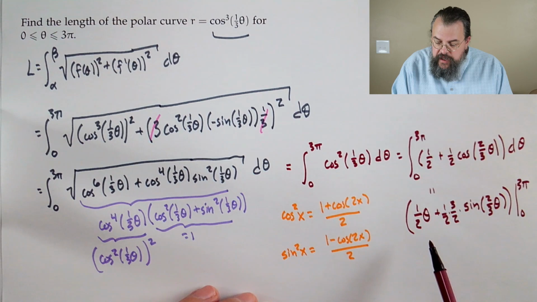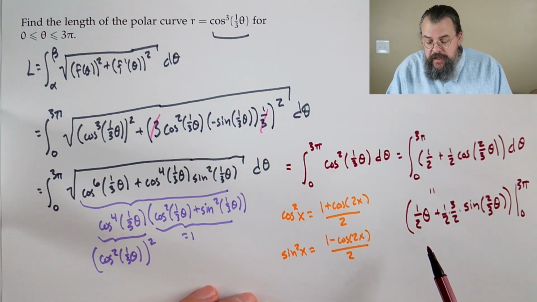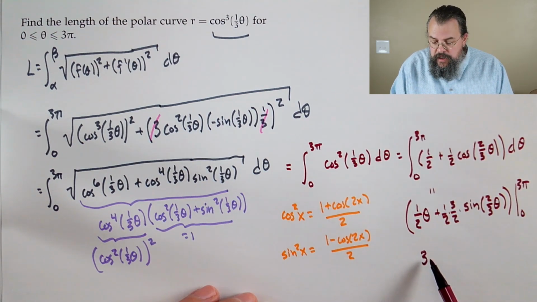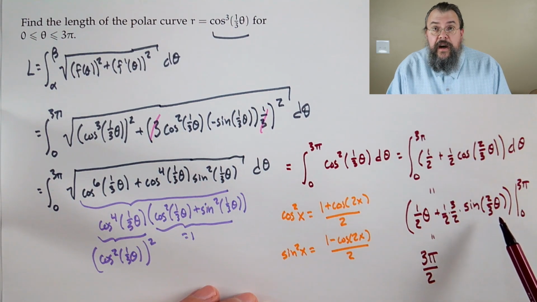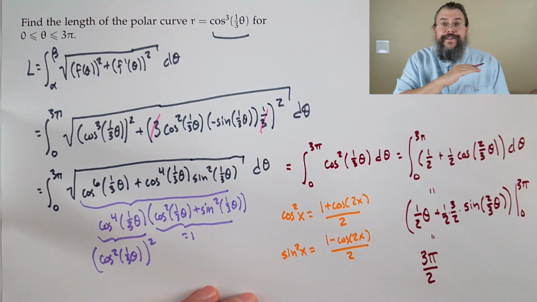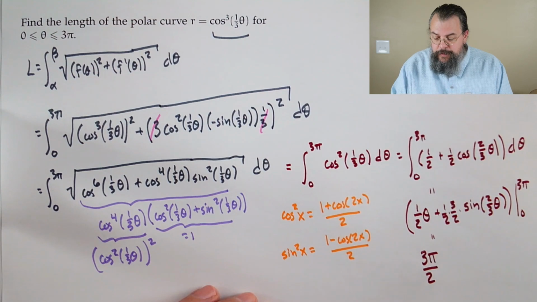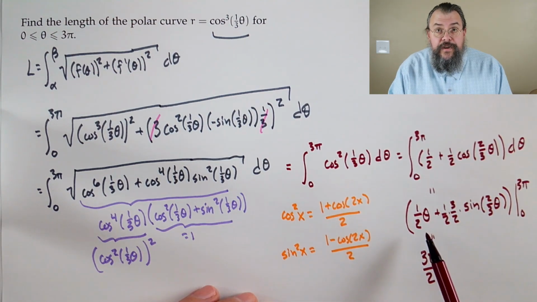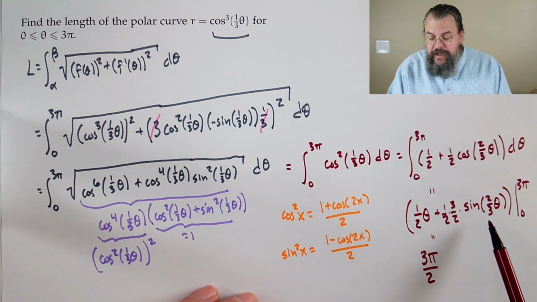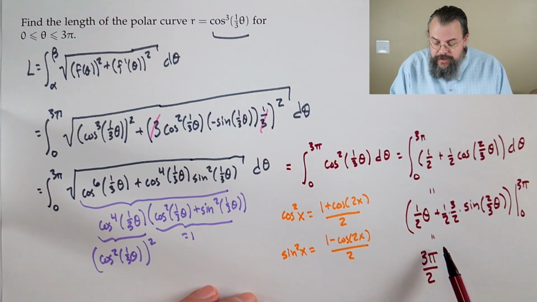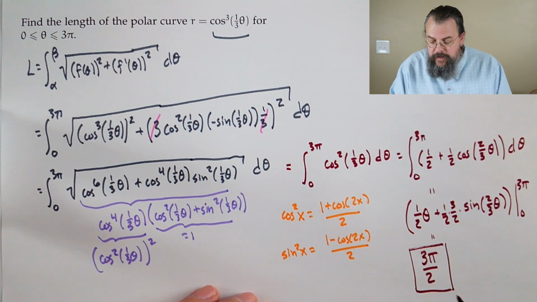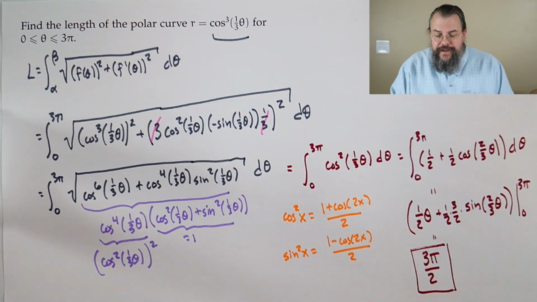When we plug in 3 pi, 1/2 times 3 pi would be 3 pi over 2. Here, 2/3 times 3 pi is 2 pi. And sine of 2 pi is 0. Plug in 0. Well, that's going to be 0. No doubt about that. Sine of 0 is 0. And so, we say, aha, there's our answer. 3 pi over 2. And it worked out really cool.